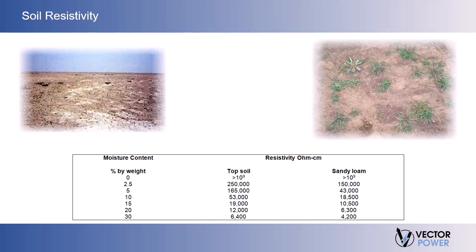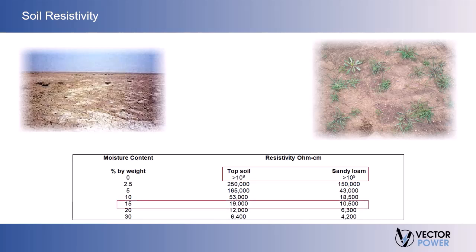The table shows typical effects of water on soil. Note that when dry, the two soil samples, topsoil and sandy loam, are good insulators with resistivity in excess of 10 to the 9th power ohm centimeters. With a moisture content of 15%, however, note the dramatic decrease in resistivity. Pure water has an infinitely high resistivity. It is the naturally occurring salts in the earth that dissolve in water, lowering the resistivity.